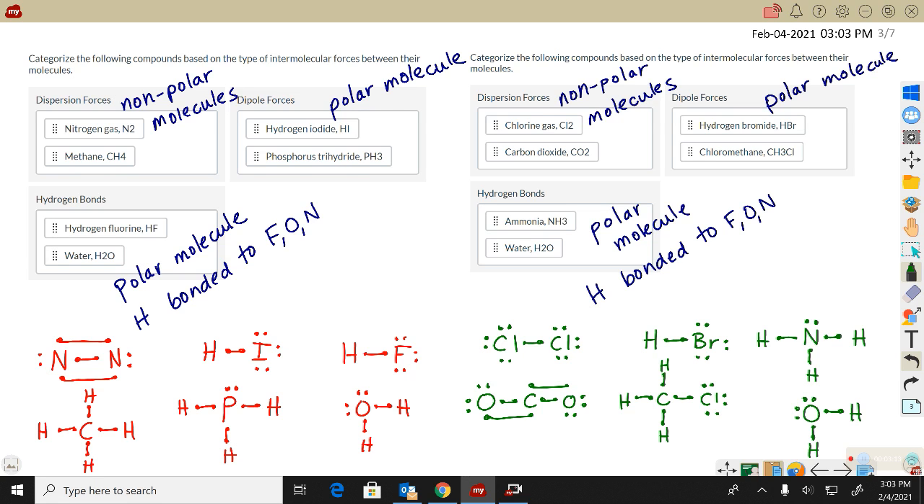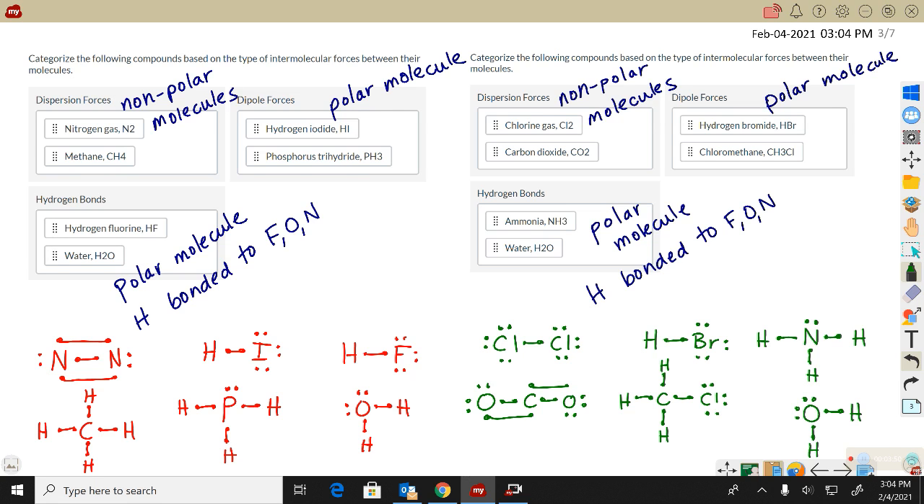Dispersion forces are for nonpolar molecules. So it could be like the nitrogen gas or the chlorine gas, where it's the same element bonded to itself. Or it could be like a perfect tetrahedron or linear, or the perfect trigonal planar. I have 3 electron groups and they're 120 degrees apart. So I could have polar bonds arranged equally around the center, giving me a nonpolar molecule like methane or carbon dioxide. All the other ones ended up being polar molecules.